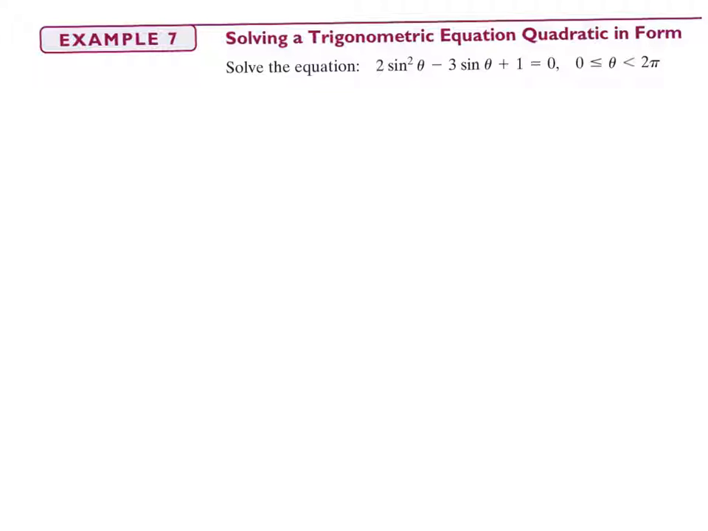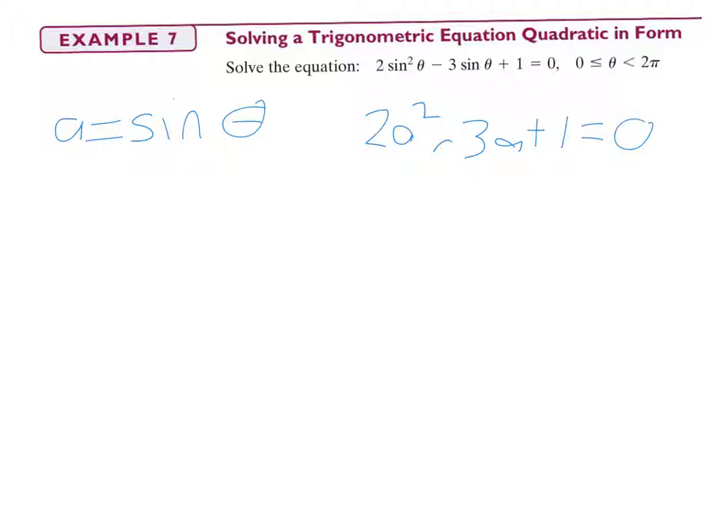Now, let's solve this equation: 2 sine squared of theta minus 3 sine of theta plus 1 is equal to 0. Let's do a little bit of substitution, let a equal sine of theta. Instead of sine squared, you'd have 2a squared minus 3a plus 1 gives you 0. Now if you want to factor this down, you could factor it as 2a minus 1 times a minus 1 equals 0.